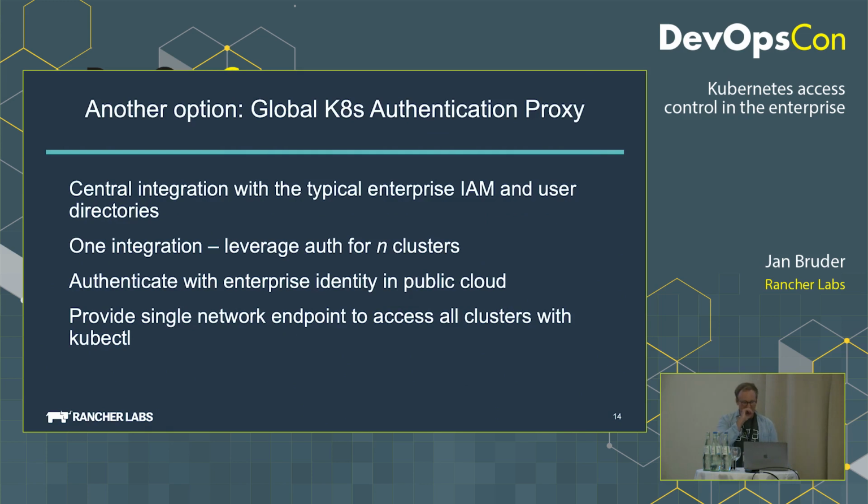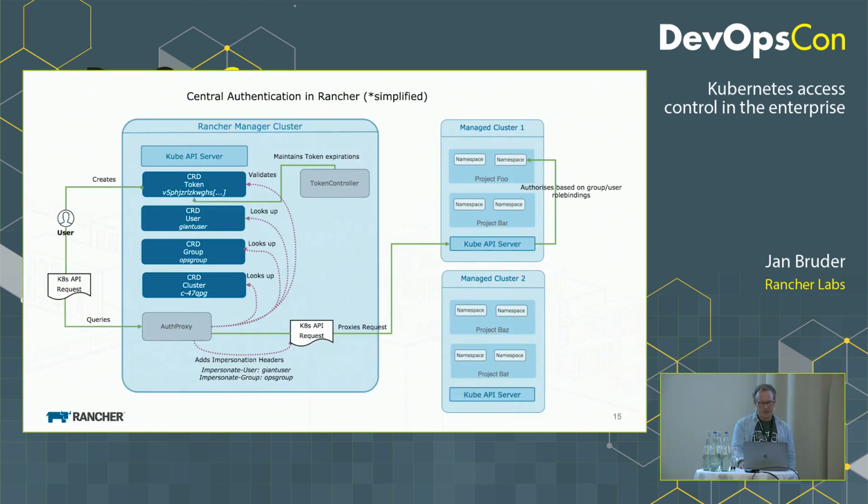So there's another option that we have implemented in Rancher. Because Rancher is multi-cluster management, we had the idea of doing a global central authentication proxy. That means that any request to any of the clusters that Rancher manages is authenticated at the same network endpoint. It also allows users, even when they want to access a cluster in a public cloud, to use the enterprise identity and the enterprise credentials to authenticate in the cluster.